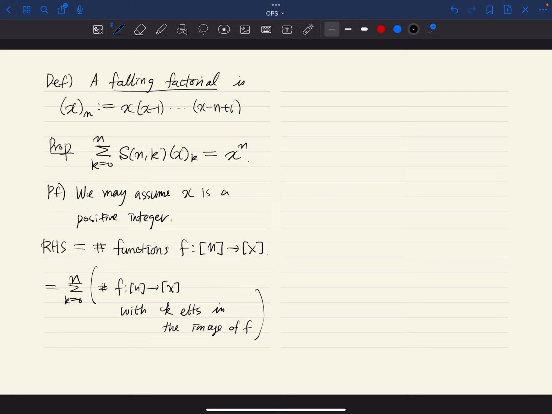Okay, so of course this is true because the image can have elements either from 0 to n. But can you compute this? If you want exactly k elements in the image, then you can do this by selecting those k elements. How many ways?